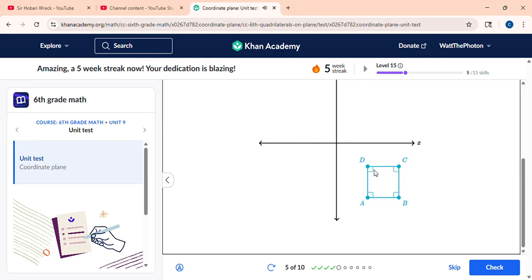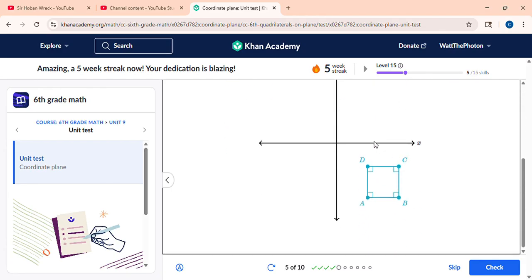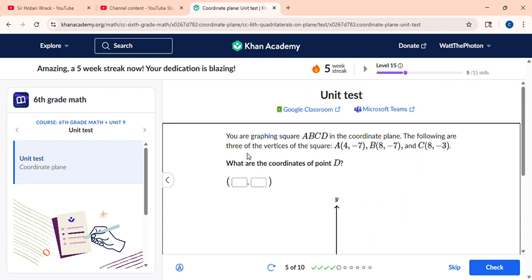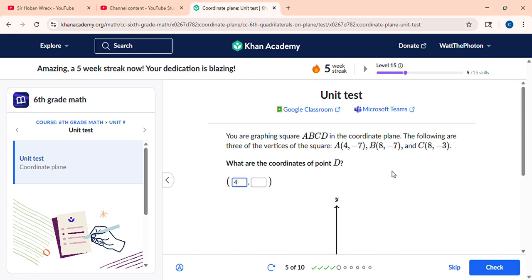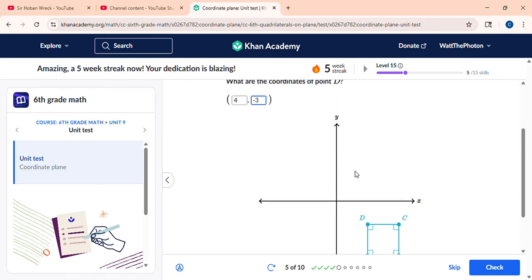What are the coordinates of point D? Okay, so A is going to be 4, negative 7. So the x-coordinate has to be 4. And then the other coordinate has to be negative 3. Because this is negative 3, this must be negative 3.